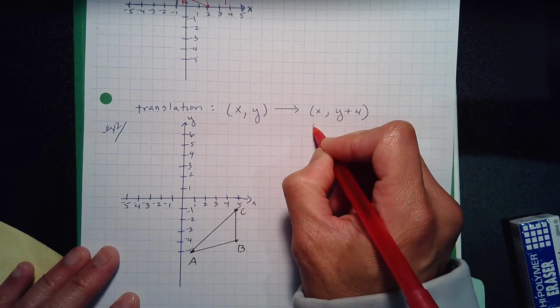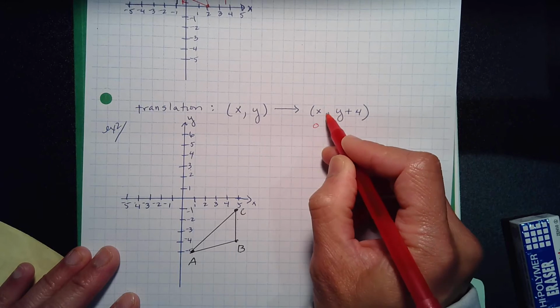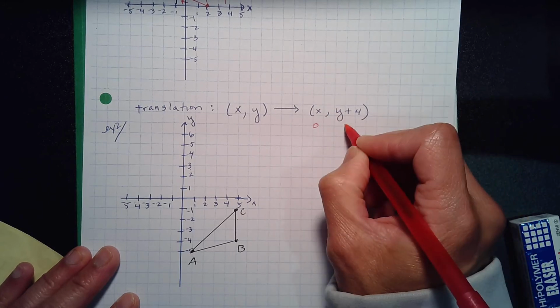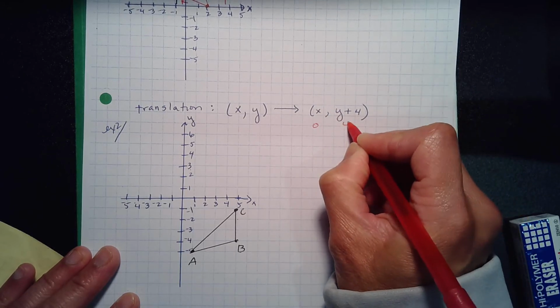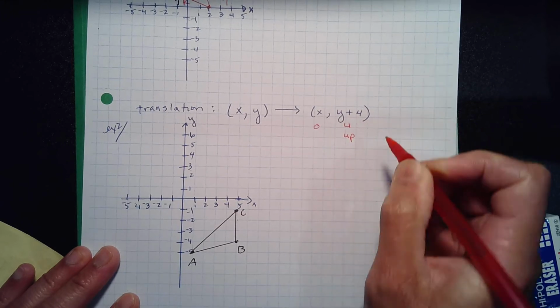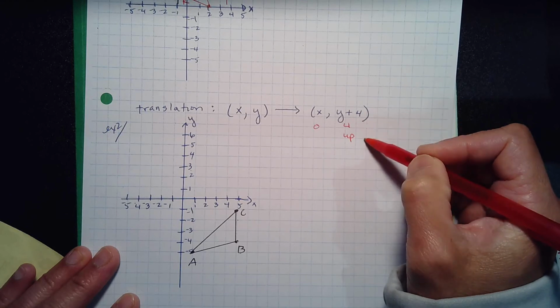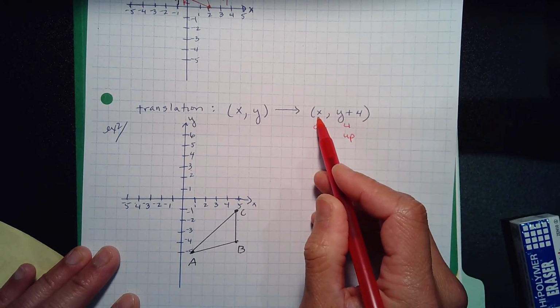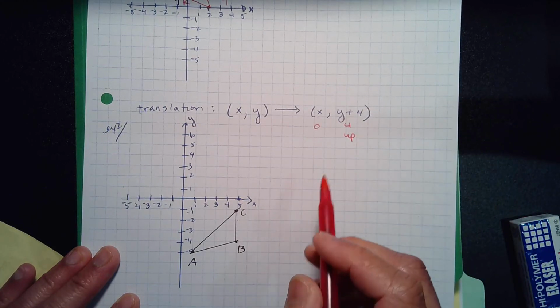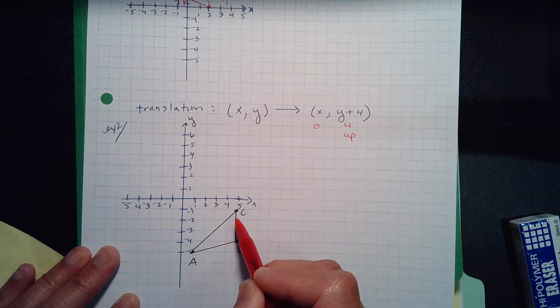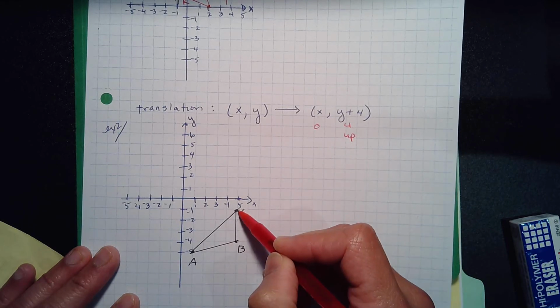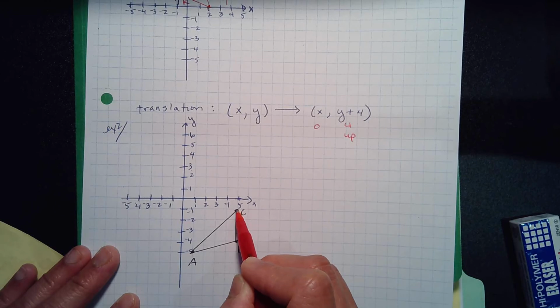This is 0 because there's nothing here, so we don't move it. This is 4 units up. Since this is positive, this moves up or down. Since this is 0, it's not moving right or left. Okay? So from here, let's take a look at C. We don't move right or left, just 4 units up.